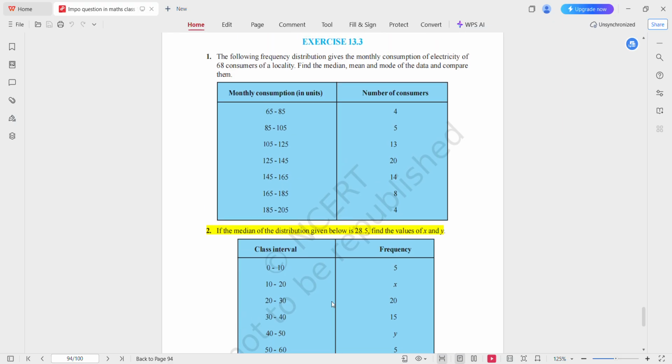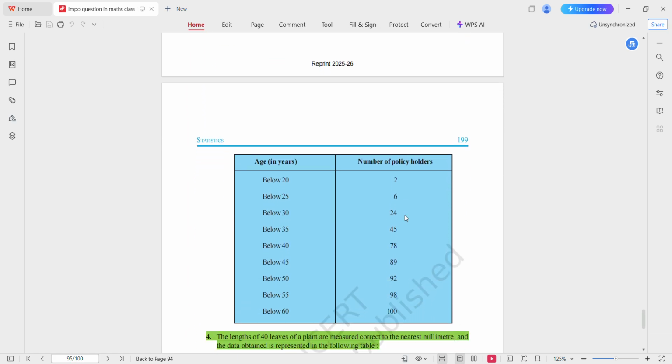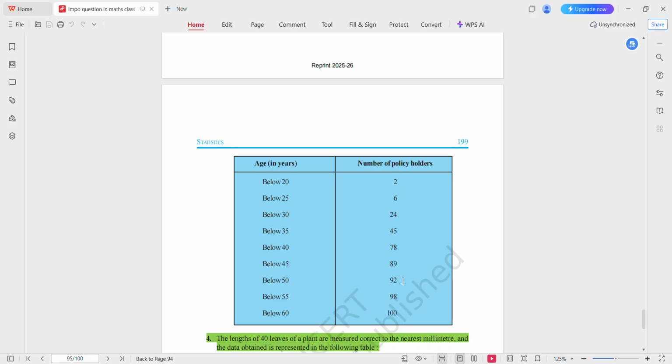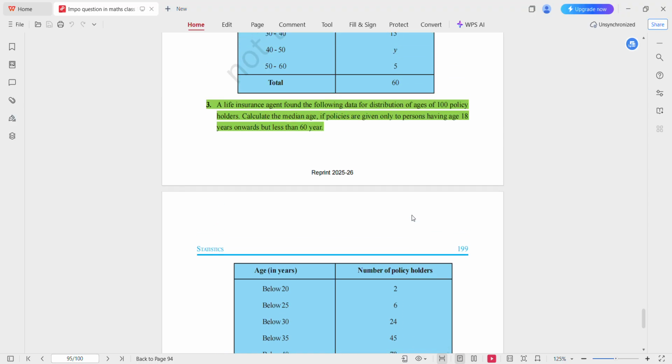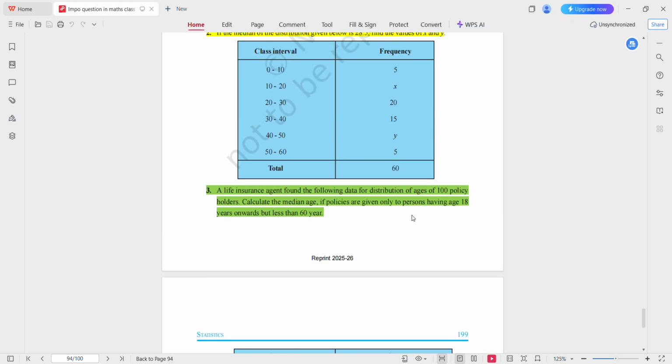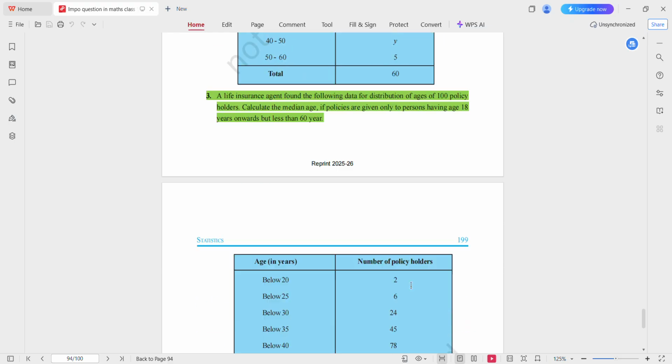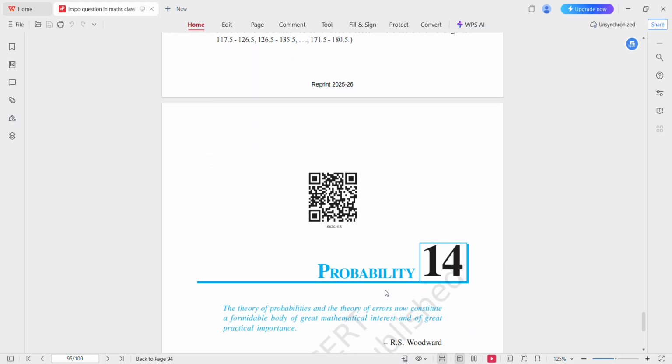There is a trick. My students will ask me whether they given frequency or cumulative frequency, how to identify. There is a simple trick. If you see 4, 5, 13, 20, 14, 8, 4, it keeps increasing and at some point it keeps decreasing. In that case frequency was given. For cumulative frequency, we can see it will keep increasing only. It won't be decreasing at all. Then they given the cumulative frequency. Keep this step in mind so you don't make any mistakes. Third question is important. Fourth question is important.